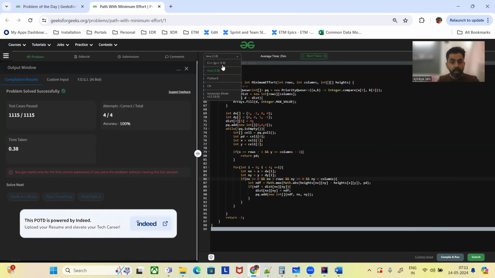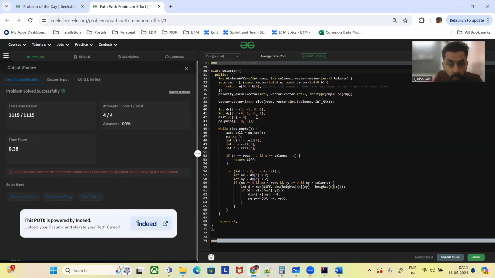Now let's quickly see the C++ code as well. Okay, so here is the C++ code. Here we are taking the distance matrix, and then we have the array for moving in the 4 directions. We also took the priority queue, here a minimum priority queue, which compares the minimum.